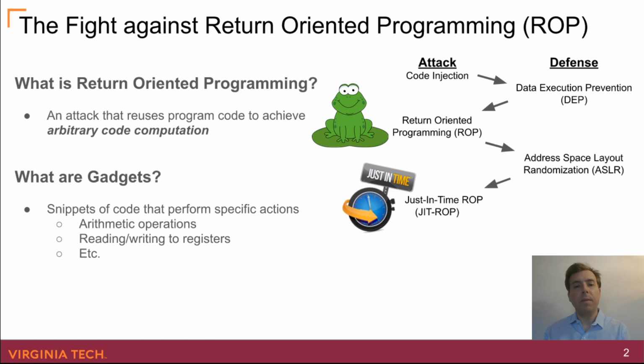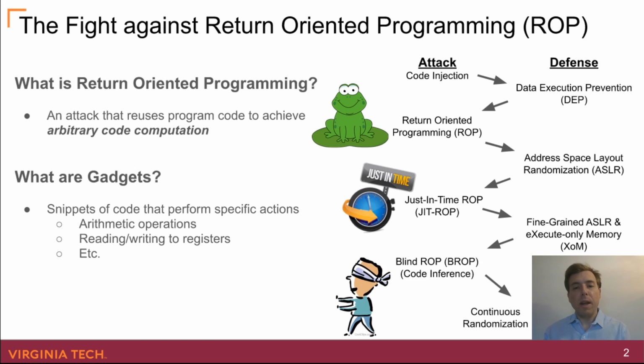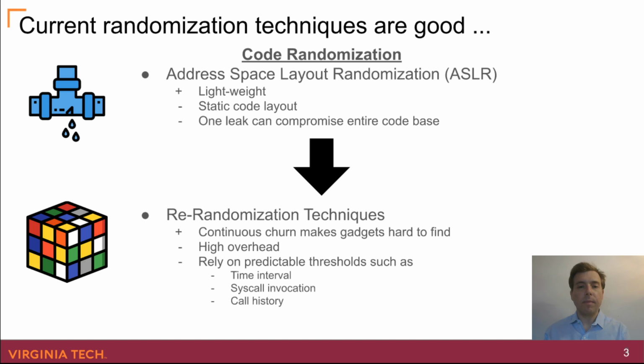However, soon after, variants of ROP, such as just-in-time return-oriented programming and blind ROP, were developed to overcome current defenses. This brings us to today, where execute-only memory and code randomization defenses are an effective means to dealing with ROP attacks and its popular variants.